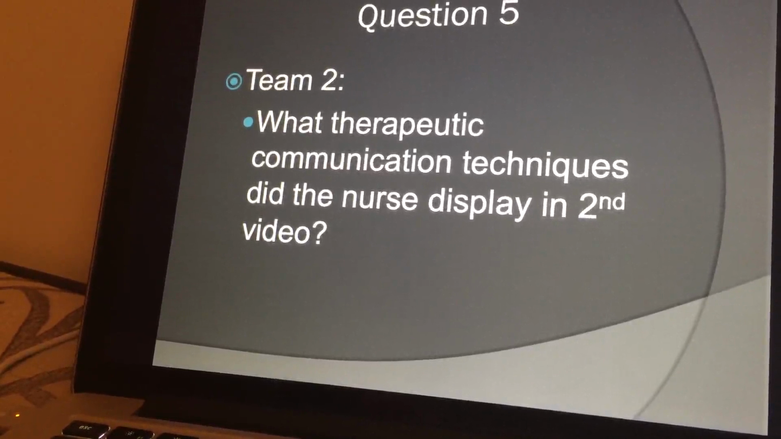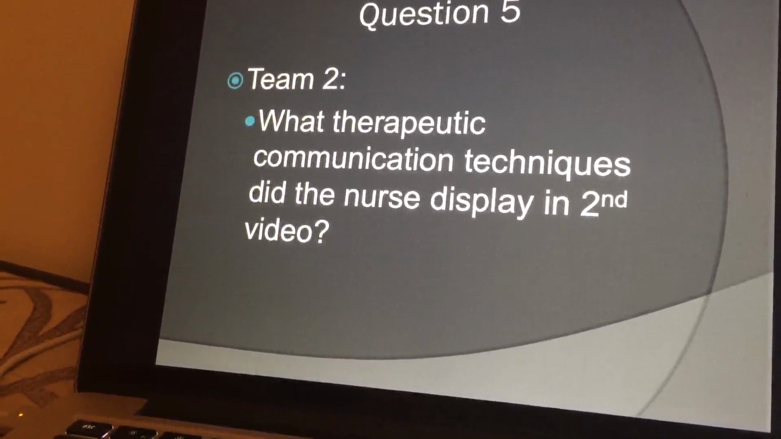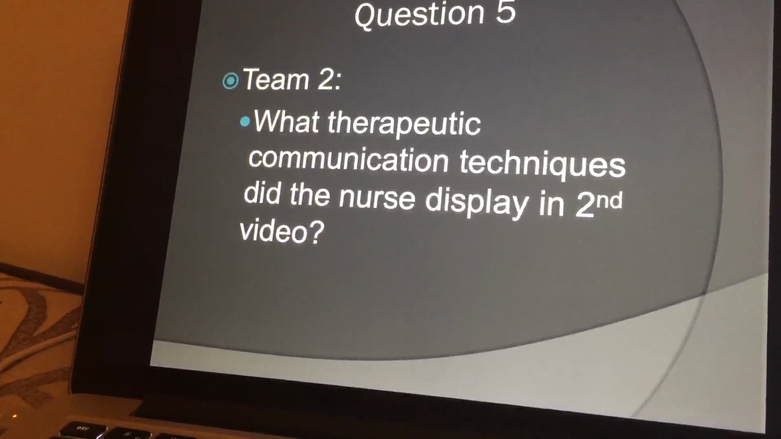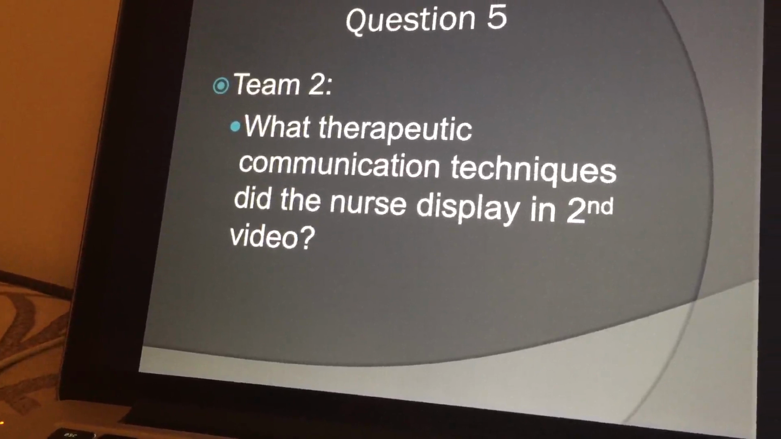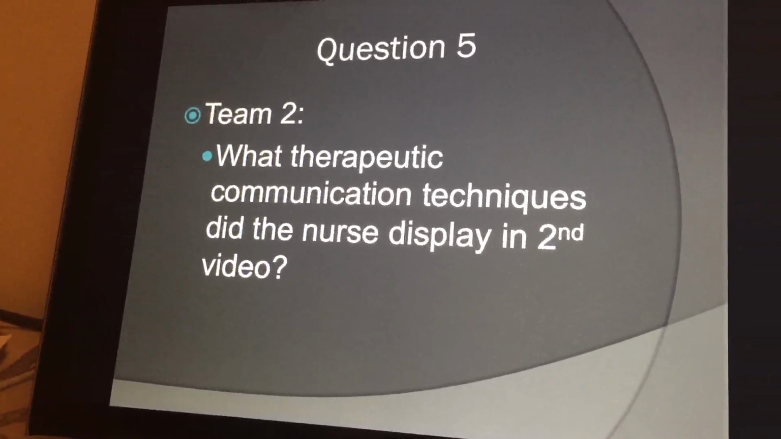She also ensured the patient's safety by being with her when she transferred to the bedside commode. And last but not least, she asked her, did she need anything else before she left the patient.